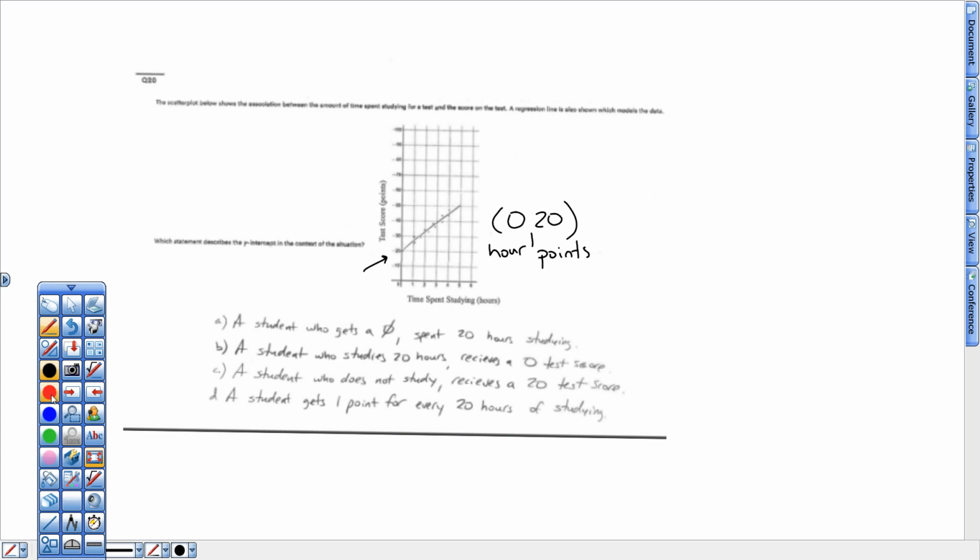Let's look at these choices. A student who gets a 0 spent 20 hours studying. That's a joke. Why would that happen? A student who studies 20 hours gets a 0. That would be a jacked up class right there. A student who does not study, that would be like 0 hours, receives a 20 score. There it is right there. That's 0, 20. 0 hours, 20 test score. This one right here is jacked up because it has 1 point for every 20 hours of study, and that is not true. That I would not register. All right, here we go. Moving on.